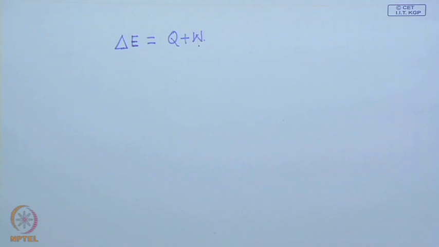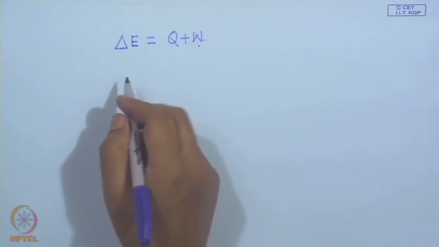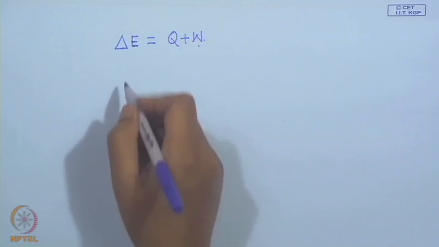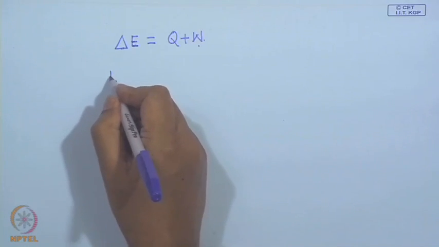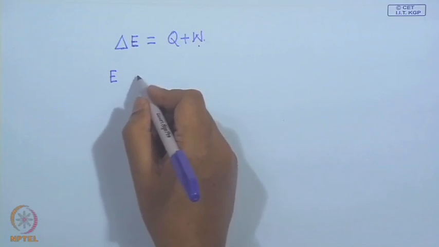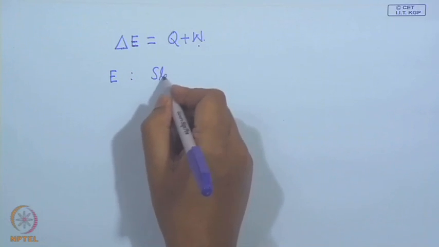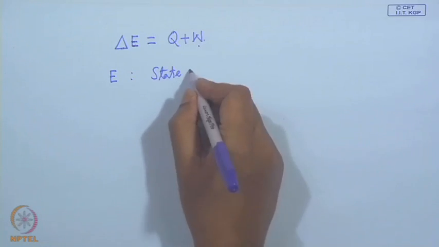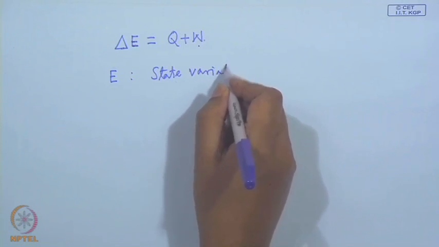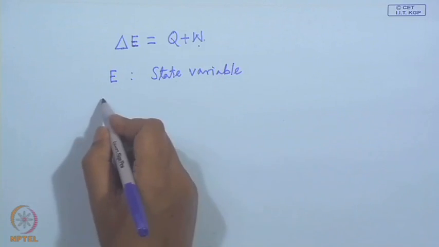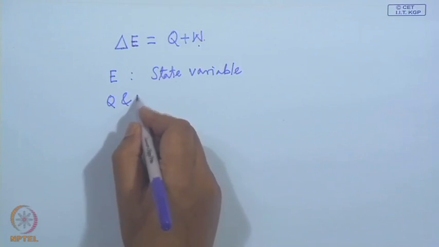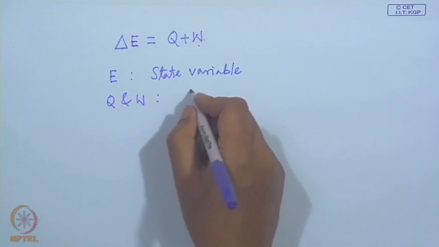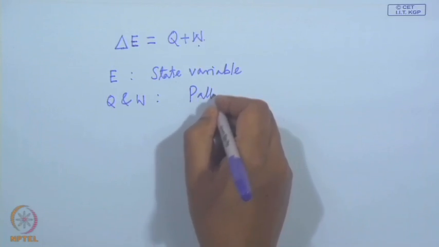Now, as we said, Q and W are path dependent variables, E is a state variable, and Q and W are called path dependent variables or path variables.